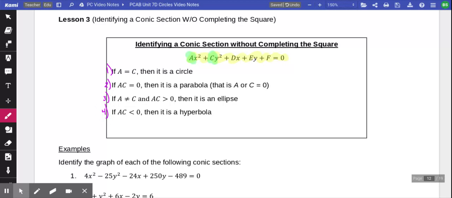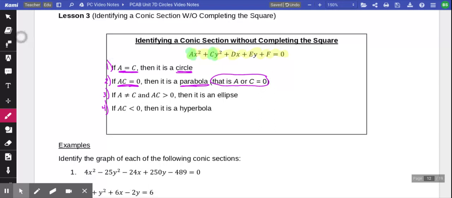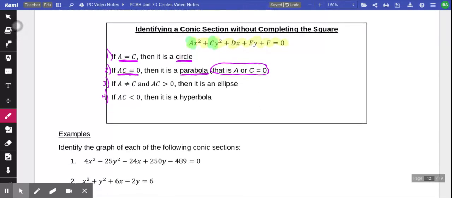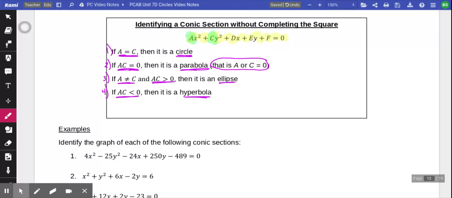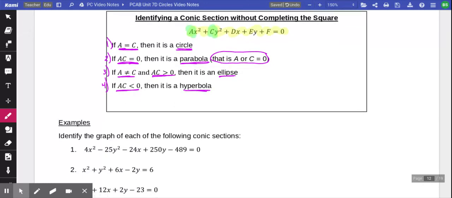If A is equal to C, then we're talking about a circle, all right? If AC is equal to 0, which you can extend a little bit further and say if A or C is 0, then we have a parabola, right? Because that would just give us one squared term. If A is not equal to C, such that A times C is greater than 0, then we are talking about an ellipse. And if A times C is less than 0, then we have a hyperbola, right? So 4 rules here we can use to identify what an equation represents, or which conic section.